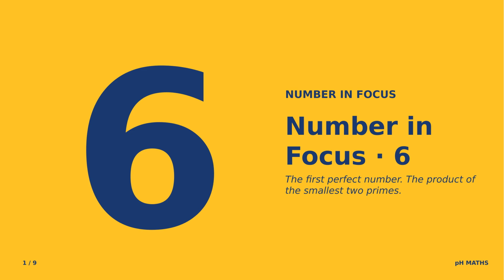6 is the first perfect number, the product of the smallest two primes, and the answer to one of the cleanest divisibility tests on the syllabus. By the end of this, you'll know what makes 6 perfect, why hexagons are everywhere in nature, and the trick that tells you whether any number divides by 6 in about 3 seconds.